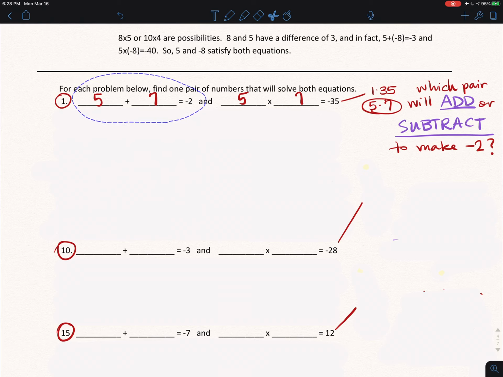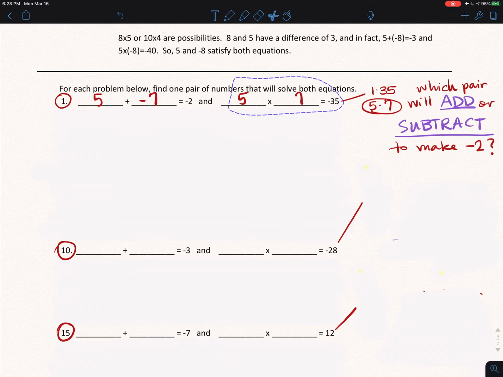So where would I need to put in a negative so that a 5 and a 7 could give me a negative 2 when I'm adding or subtracting? Well, that would be correct. My 7 would need to be negative, so that now a 5 plus a negative 7 gives me a negative 2. So I'm going to do the exact same thing over for the multiplying part of this.